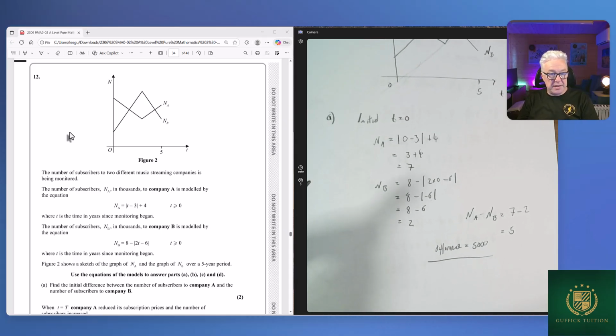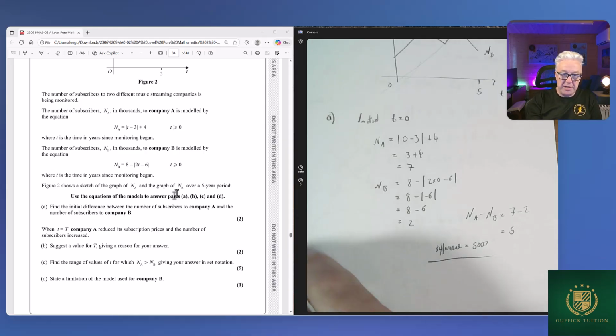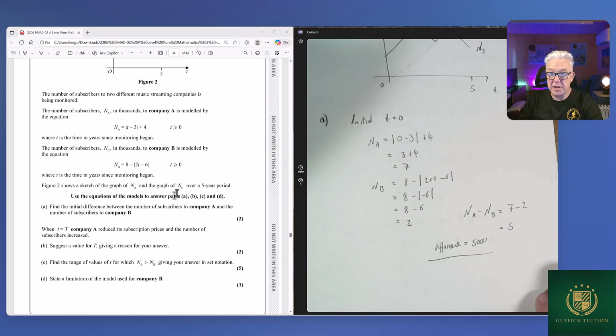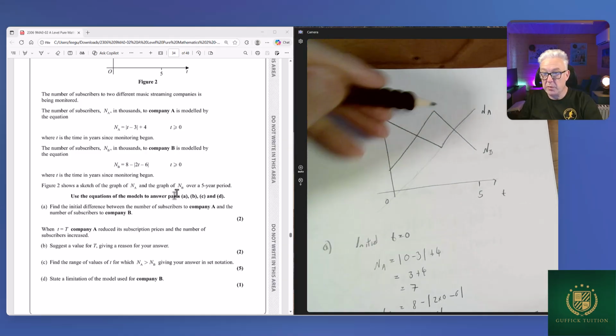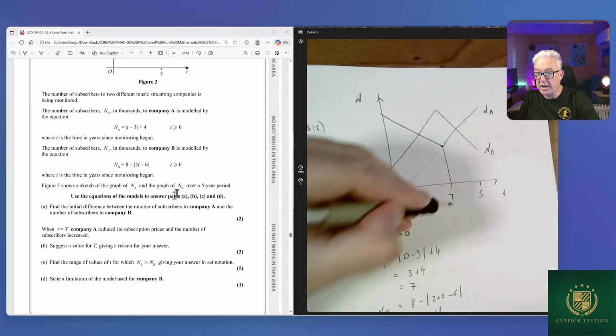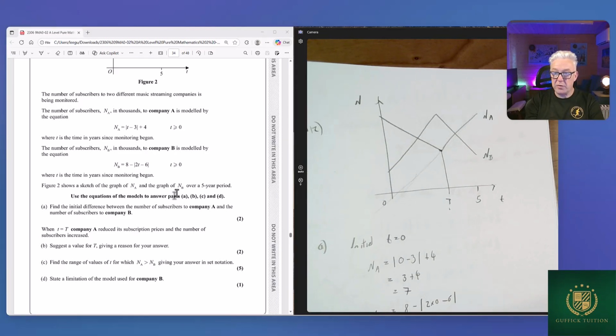And notice that it says in thousands, okay? So the difference between the two companies is 5,000. So that's quite straightforward there for 2 marks for part A. When t is equal to capital T, company A reduces its subscription prices and the number of subscribers increased, okay? So presumably we're talking about at this point here, wherever we're trying to find where that is. Suggest a value of t, giving a reason for your answer.